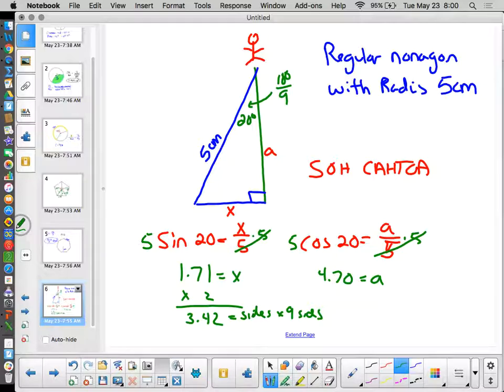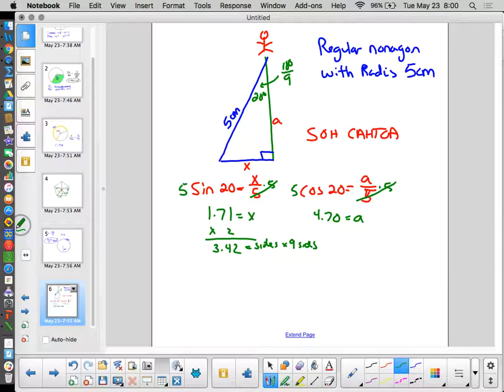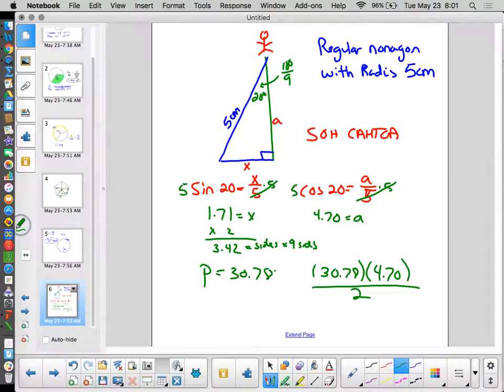So 3.42 times 9, 30.78. So the perimeter is 30.78, and then I take perimeter times apothem divided by 2, times 4.7 divided by 2, 72.33. And its units is centimeters, so centimeters squared. And there's the area. So sometimes we have to solve the triangle, sometimes we don't.